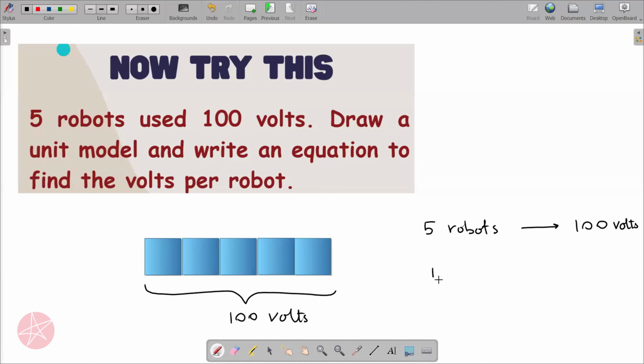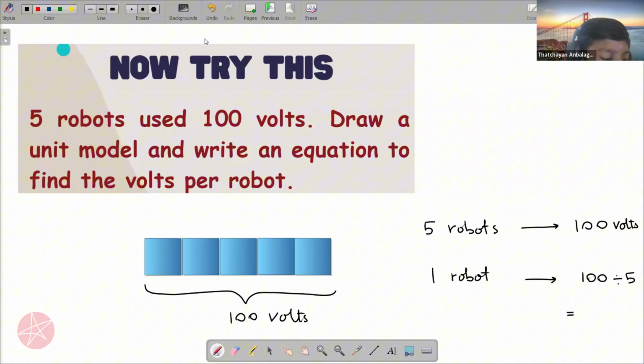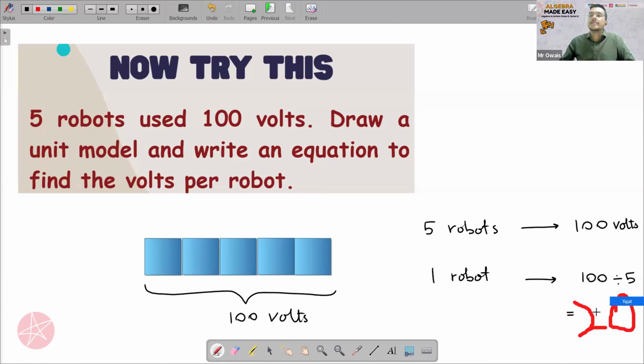So we are trying to find out what about one robot, right? As you guys were saying earlier, since we have 100 volts, we're trying to equally divide them among the 5 robots. So we're going to do 100 divided by 5. What was the answer to 100 divided by 5? 20. Yes, we get the answer as 20, meaning that each robot actually used 20 volts. Since 5 is not that many, we can write down the answer over here. Each of these is representing 20 volts.